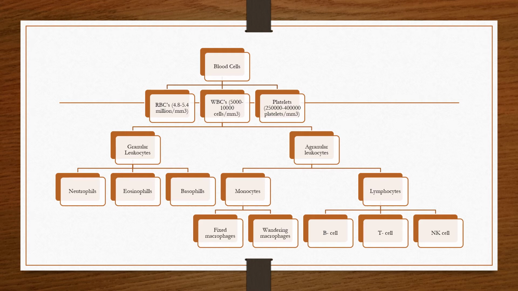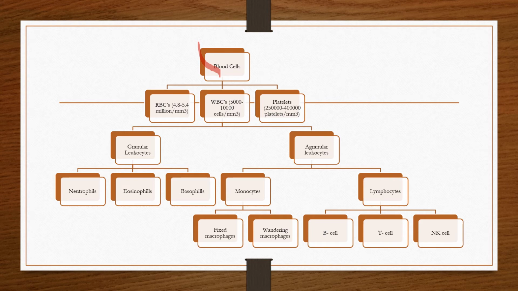The process of blood cell formation is called hemopoiesis. The blood cells are classified as RBCs, red blood cells, 4.8 to 5.4 million per mm cube. Then WBC, white blood cells, 5,000 to 10,000 cells per mm cube, and thrombocytes or platelets, 2 lakh 50,000 to 4 lakh platelets per mm cube.